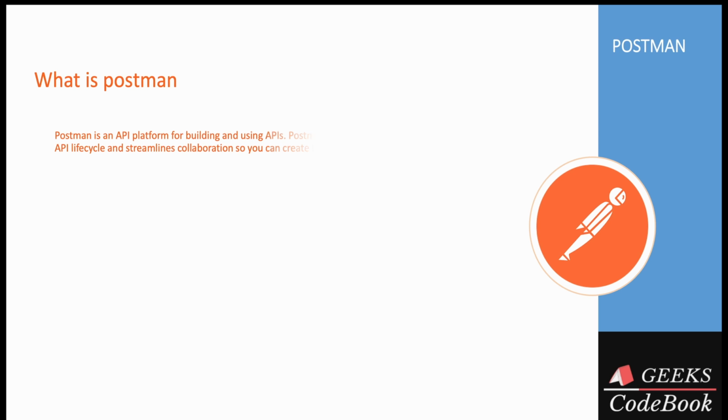So what is Postman? As per the official documentation, Postman is an API platform for building and using APIs. Postman simplifies each step of the API lifecycle and streamlines collaboration so that you can create better APIs faster. So in a nutshell, what does that mean? Postman is one of the most popular platforms or tools for API management.